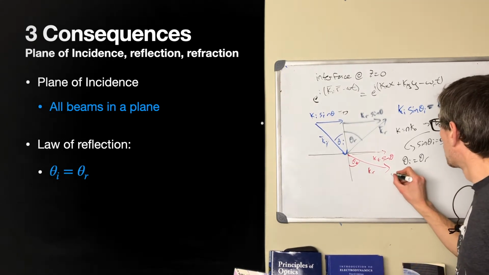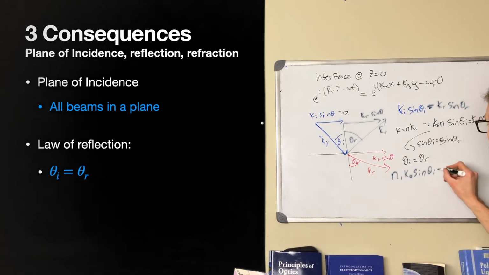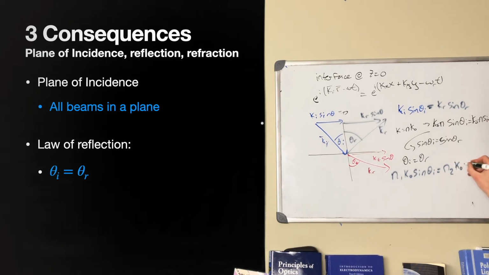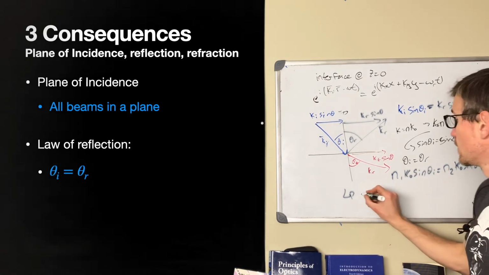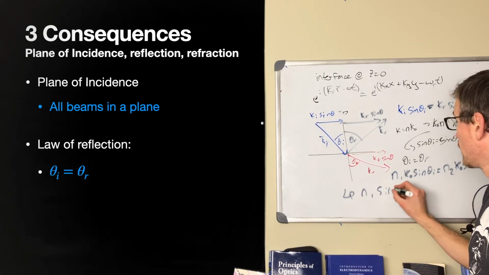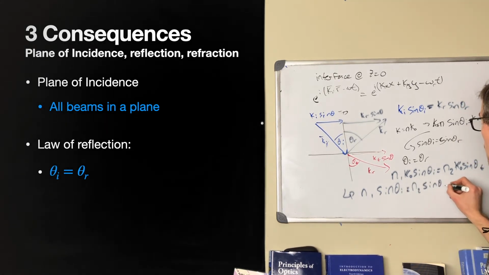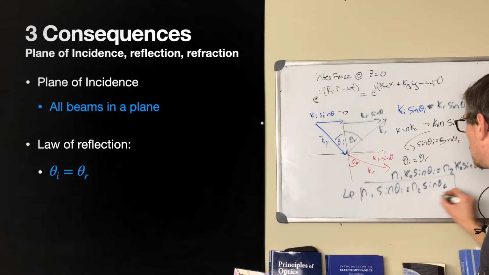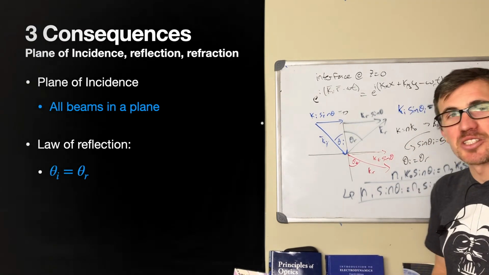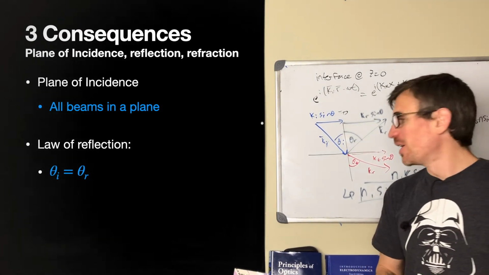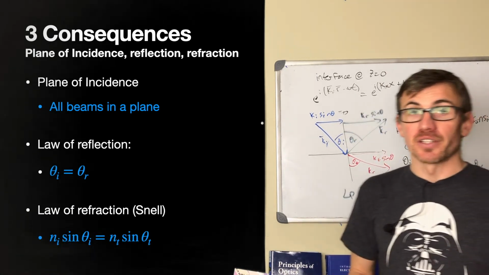We have n1 k naught sine theta incident is equal to n2 k naught sine theta transmitted, or canceling out the k naughts, n1 sine theta incident is equal to n2 sine theta transmitted, which is Snell's law. Or apparently his name was actually Snellius, so you might want to call it Snellius's law, but Snell's law will do just fine. So we have the law of refraction, which is Snell's law.